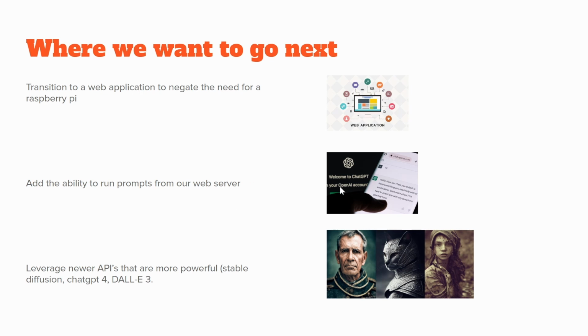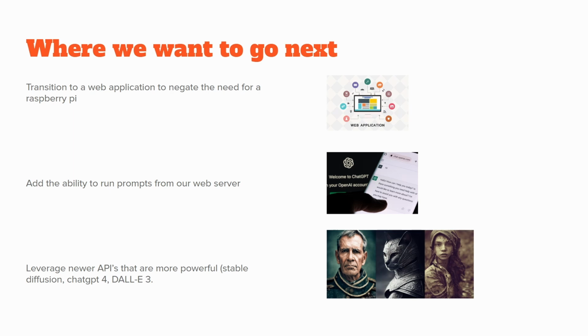We also want, in tune with this, to add the ability to run prompts from our web server. Currently, the web server hosts a lot of the data that we have, but it doesn't really allow for a way to send prompts, voice prompts or text prompts, to the Raspberry Pi and into our script. And as well, we want to leverage some of the newer APIs that are more powerful, such as Stable Diffusion, ChatGPT 4, and DALL-E 3.